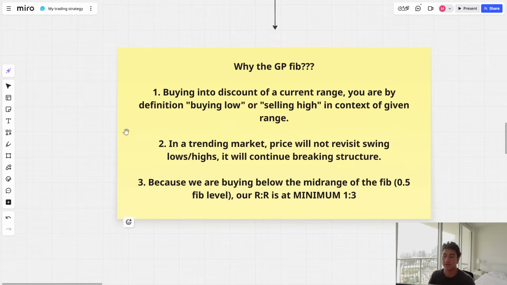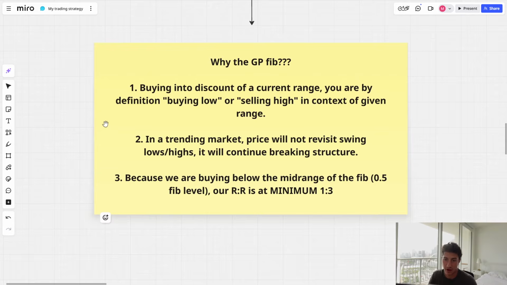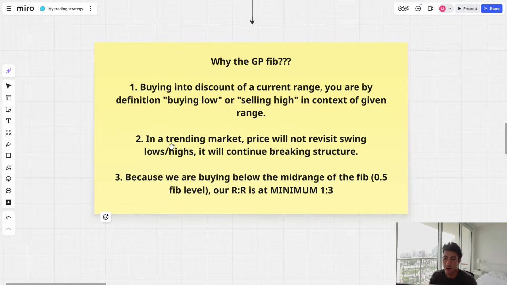So why the golden pocket fib? Well, number one, you are buying into discount of a current range. You are by definition, given the context of the range, buying low or selling high. Number two, in a trending market, price will not revisit swing highs or lows. It will continue to break structure either to the upside if you're in an uptrend or to the downside if you are in a downtrend. That is the definition of an uptrend or downtrend.